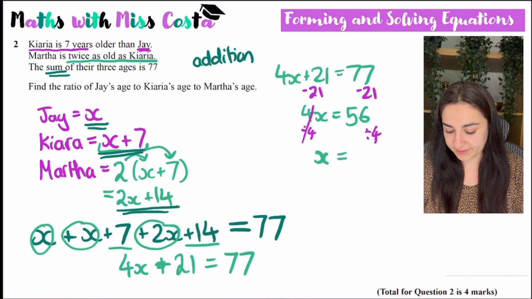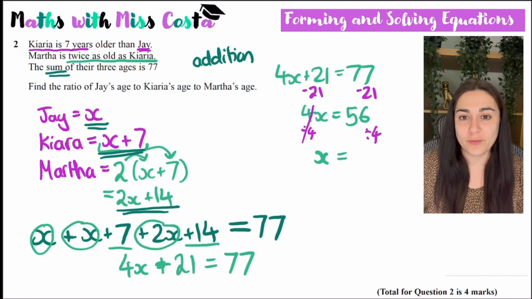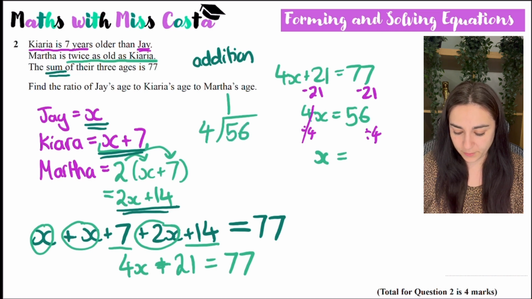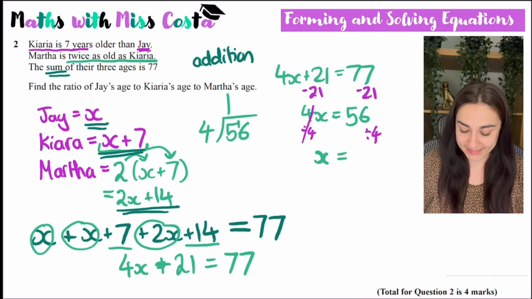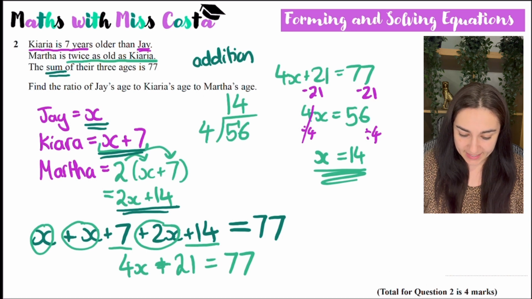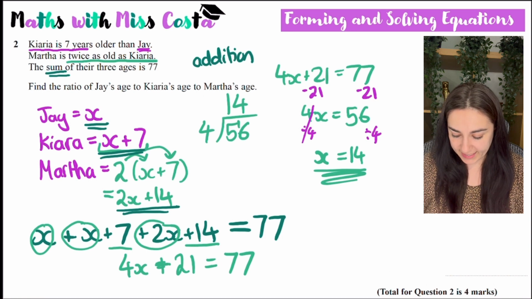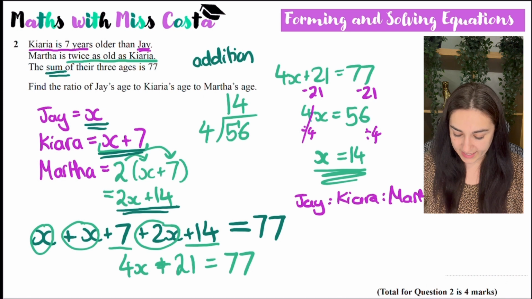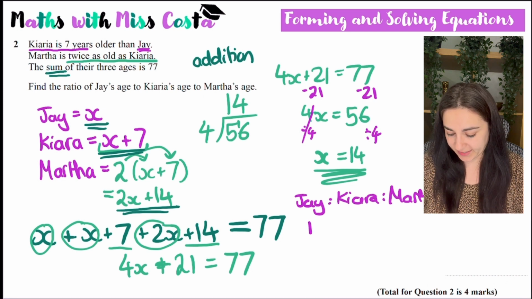And 56 divided by 4, if you don't know that off by heart, this is a non-calculator, so just use the bus stop method. We say, how many times does 4 go into 5? Once, remainder 1. How many times does 4 go into 16? 4 times. So 56 divided by 4 is 14. Now they're saying, find the ratio of J's age to Kiara's age to Martha's age. So we know that J is X, so we can say that's 14.